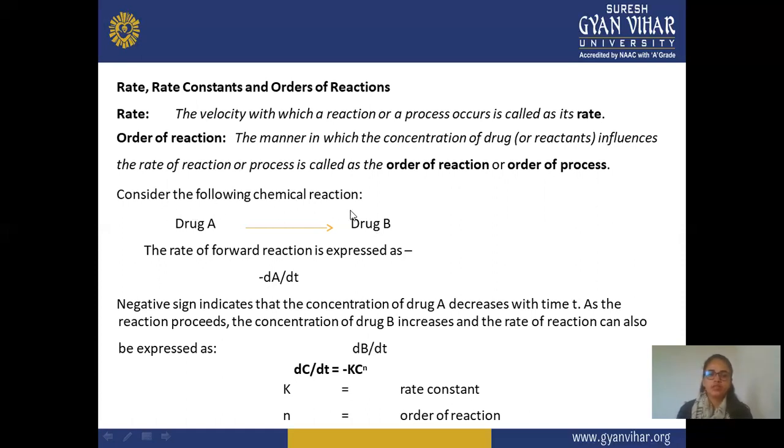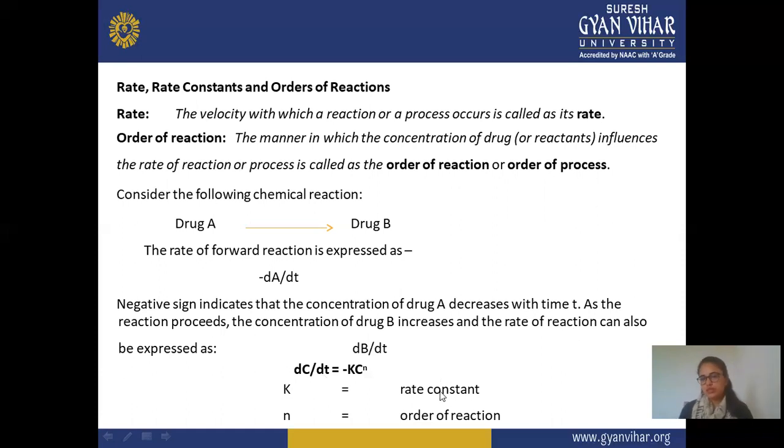Consider the following chemical reaction, drug A and drug B. These are the two forms, where your drug is converted from A to B. In this, the rate of the forward reaction is expressed as minus dA by dt. This is the order of a reaction. The negative sign indicates that the concentration of drug A decreases with time t, and as the reaction proceeds, the concentration of drug B increases, and the rate of reaction can also be expressed.